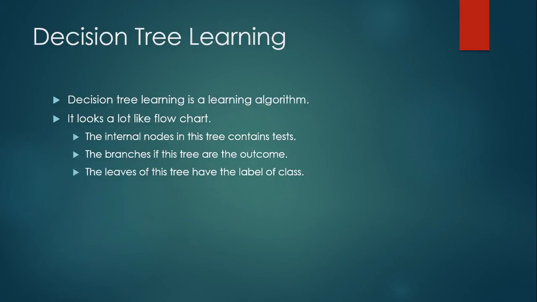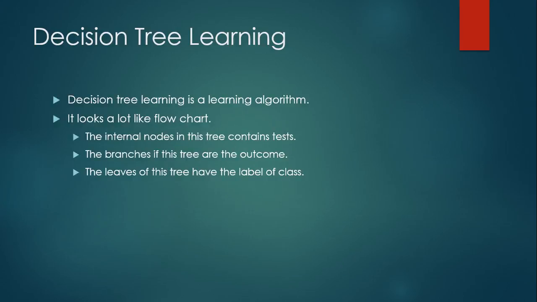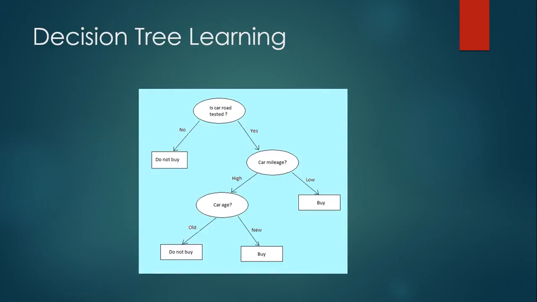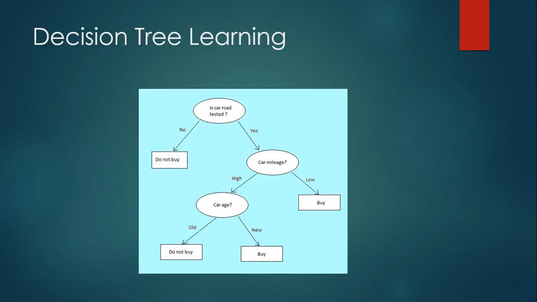So the next algorithm is decision tree learning. This is a learning algorithm, and it looks a lot like a flow chart. This is an example of a decision tree. The internal nodes in a decision tree consist of tests, the branches are the outcomes of those tests, and the leaves are the final labels. As you can see, in this case the internal nodes are the tests being performed, the branches are the outcomes, yes, no, high, low, etc., and the leaf nodes are the final outcomes, which are the classes we want to classify.